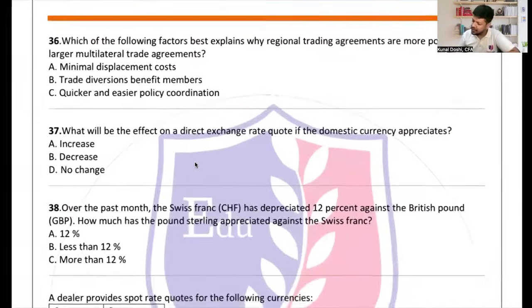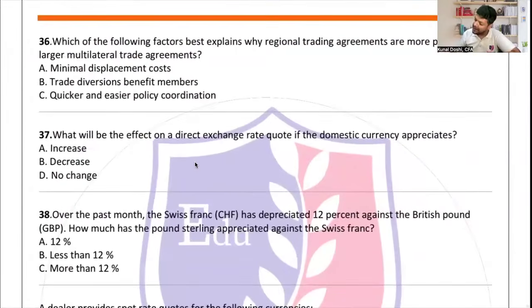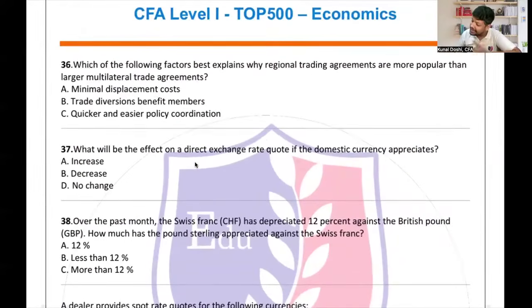Okay, let's see this. Which of the following factors best explains why regional trade agreements are more popular than large multilateral trade agreements? Regional, close-by countries' trade agreements are more popular. Correct? Why? Because of minimal displacement cost, trade diversion benefiting members, quicker and easier policy coordination. Yes, what is the appropriate answer? Regional, minimal displacement cost.